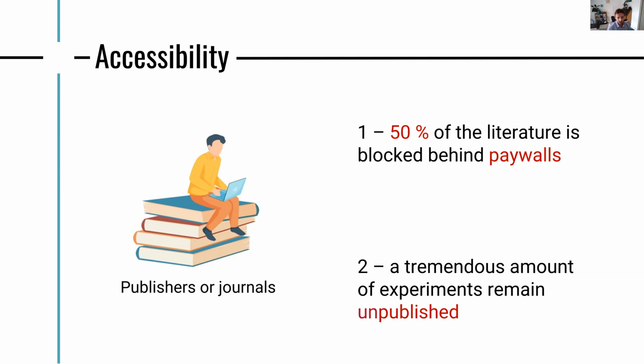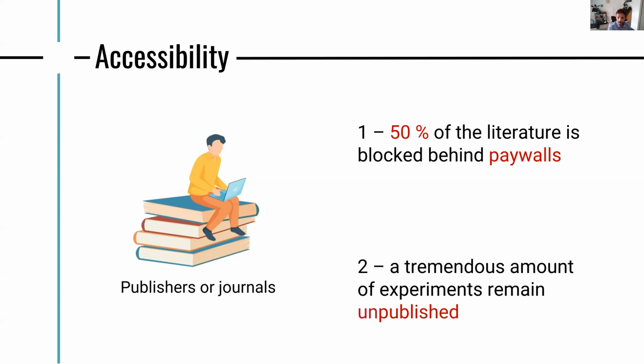Well, we have a first problem that is well known. 50% of the literature is blocked behind paywalls. We will talk about that just after. And then we have a second problem, which is the fact that there is a tremendous amount of experiments which are remaining unpublished, and that stay in the researchers' drawers.